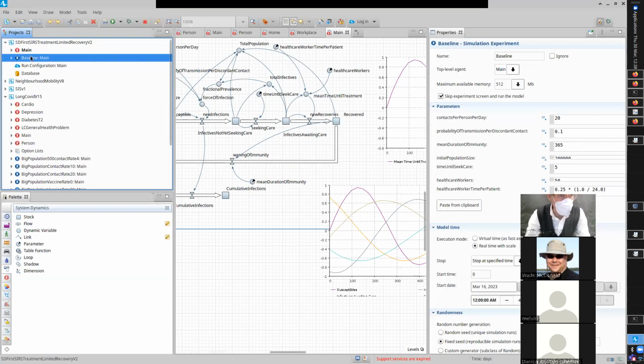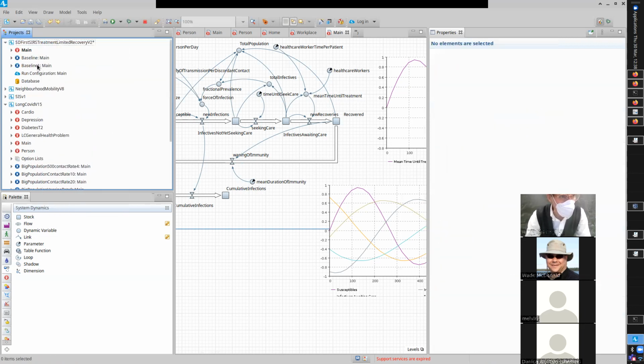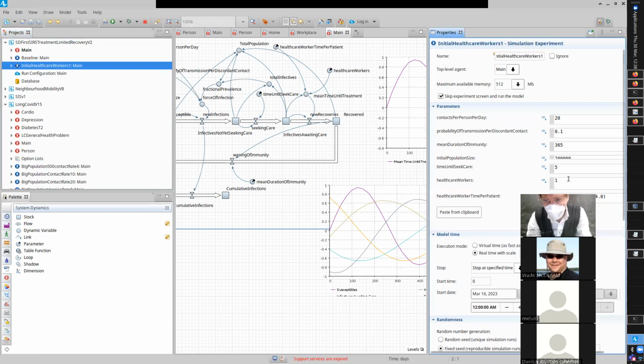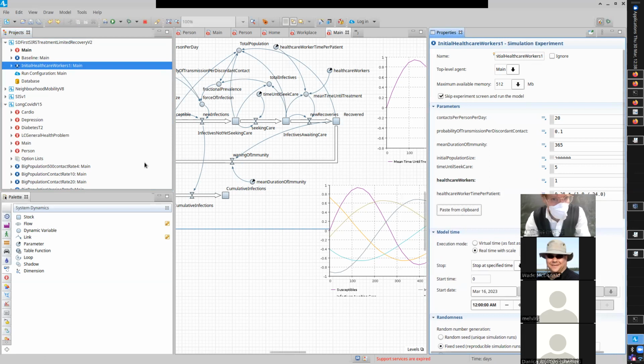Let's put in place some experiments. We're going to take this baseline and put in place an experiment where we have a lot fewer initial healthcare workers. We're going to put in place a far smaller number. Let's suppose we say initial healthcare workers 1. All we're going to change from the baseline assumption is we're going to assume there's only 1 healthcare worker rather than 50. How do you think this will change?